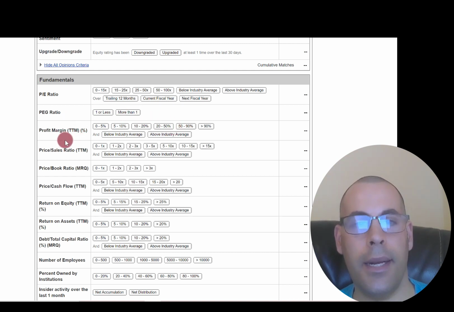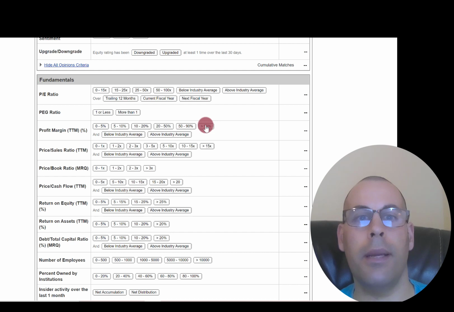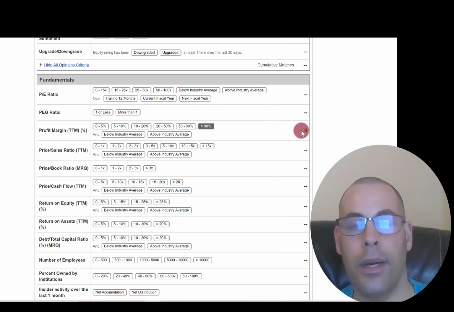Profit margin is net income over revenue. It's how profitable the company is. So you can pick any percentage you want. You can even go above 90%. And there's only 9 companies, of course. It's going to be a small number. But if you do 10 to 20%, there'll be a lot more.